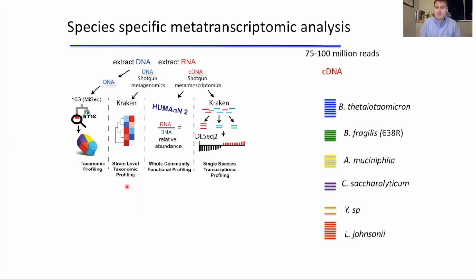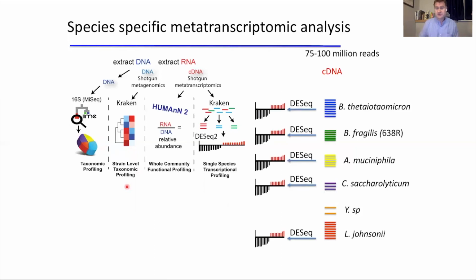Next, we utilized our shotgun metatranscriptomic data to do species level analysis. Essentially, we can take our reads, and for abundant bacteria like B theta and other members of the microbiome, we can bin all of the reads that we get from that bacteria into a bin for that specific bacteria, and then utilize traditional transcription analysis approaches to do species level transcription analysis within the microbiome during antimicrobial exposure.